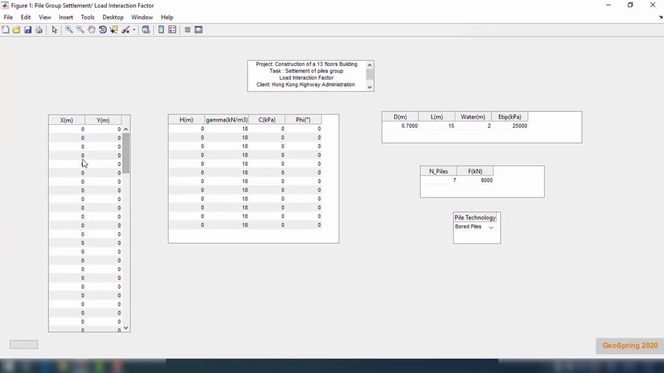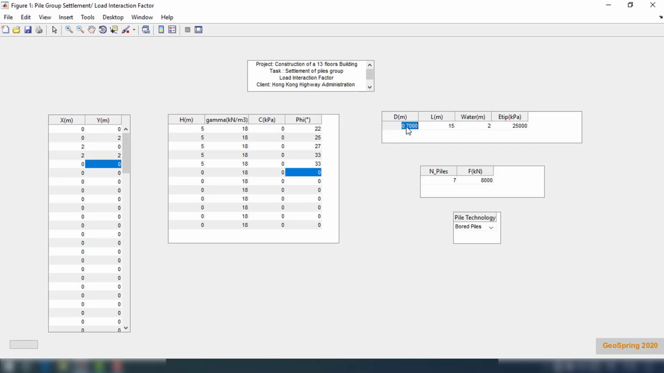Here you will put the coordinates of your piles. For example, let us say that we have 4 piles, so 0,0; 0,2; 2,0; and 2,2. Here you put the thickness of each layer, and here you put your cohesion and friction angle, and here you put your density, your unit weight. For example, 22, 25, 27, 35, 35.